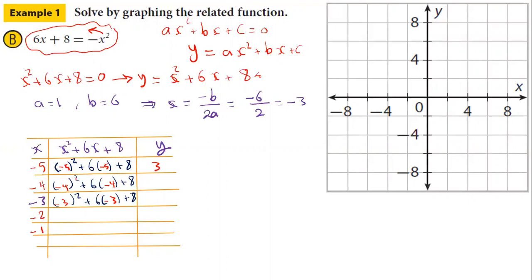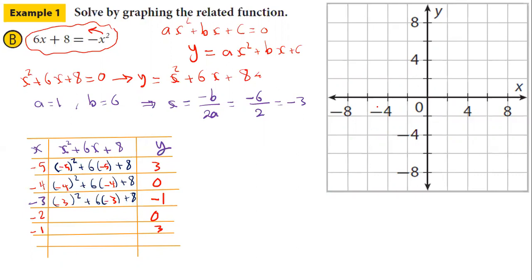Here, -4 power 2, 16 minus 24 plus 8 will be 0. So y will be 0 at this point. So -4, it will be the first 0. Okay, this is the vertex: at -3, y is -1. This will repeat 0 and 3.